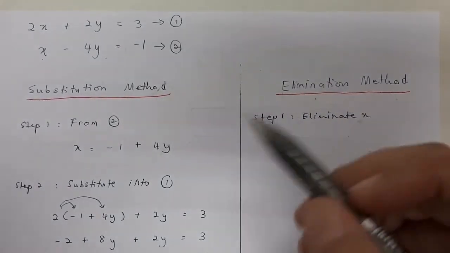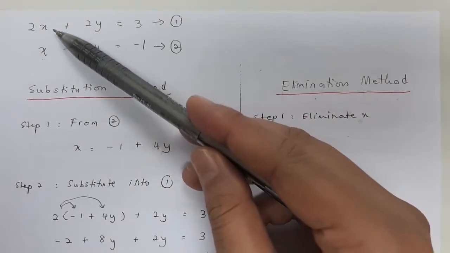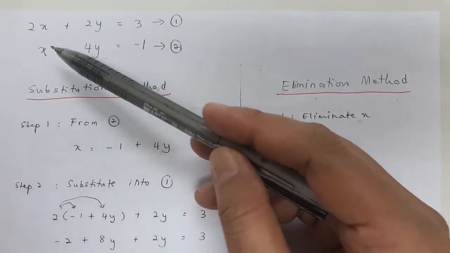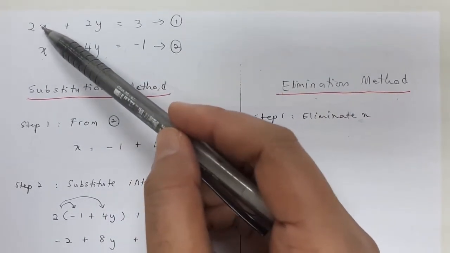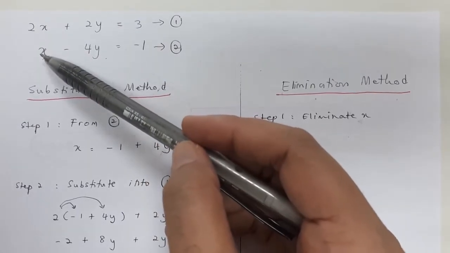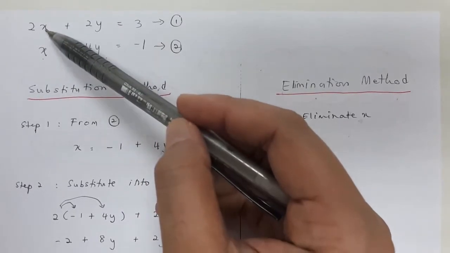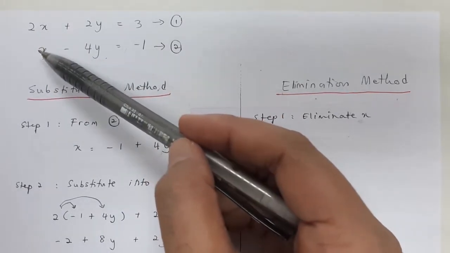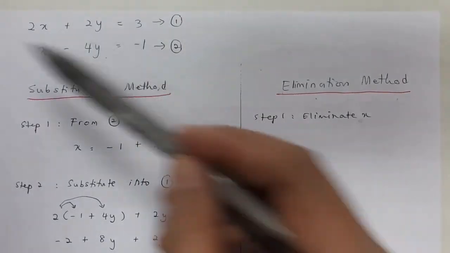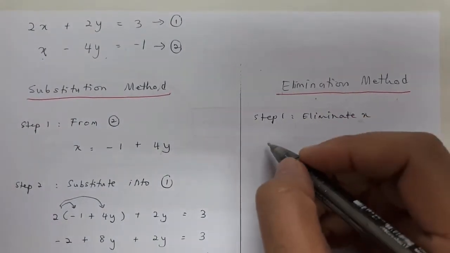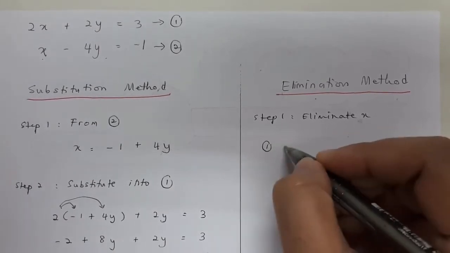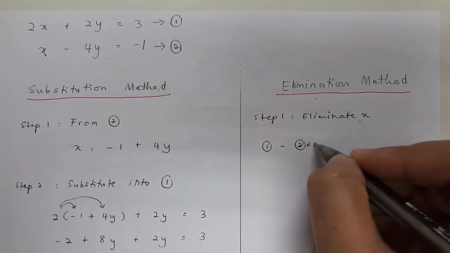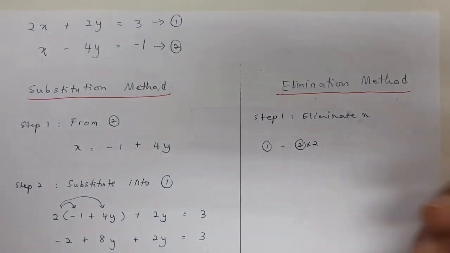So eliminate x. Syaratnya, x must have the same coefficient. X mesti ada perkali yang sama. Di sini 2x, tapi di sini cuma ada 1x. Kita perlu samakan the coefficient for x. Macam mana nak samakan? Persamaan yang kedua ni boleh darab dengan 2. So first equation minus the second equation but multiply by 2.